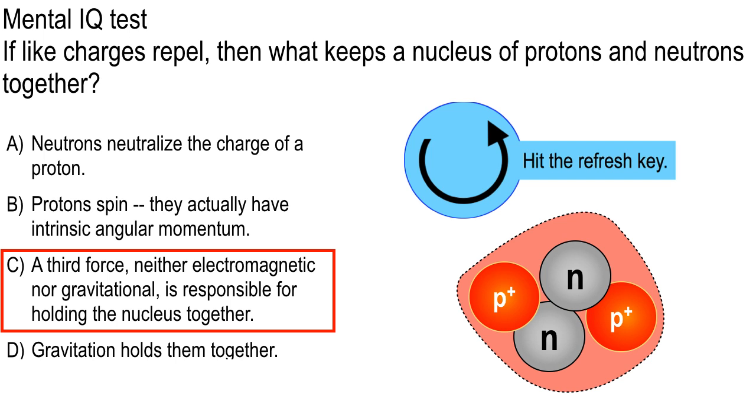Protons do have spin. It's called intrinsic angular momentum. That is correct. But a correct concept, but it's not the correct answer for this question. The correct answer is that there's a third force. And students, go ahead and make a note of it.